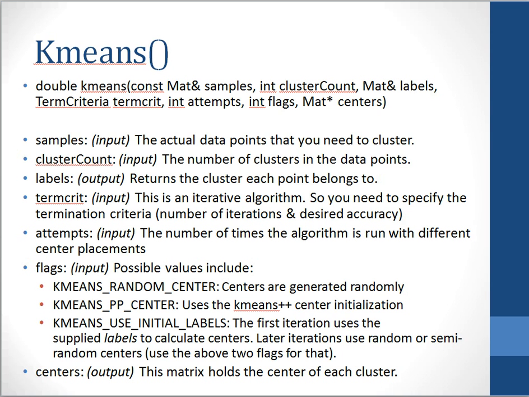Also, sometimes we want the first iteration to use some labels that are supplied already to calculate the centers that are going to be used initially. For this, we're going to use the different flag for initial labels. And finally, the last parameter, which is one of the most important, is where we are going to get the actual output, which is the matrix that holds the center of each cluster.